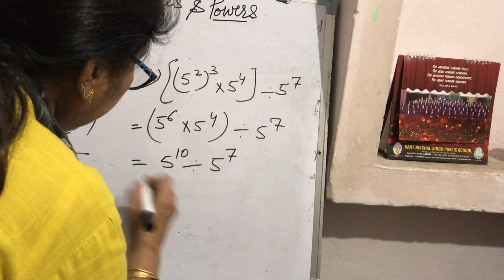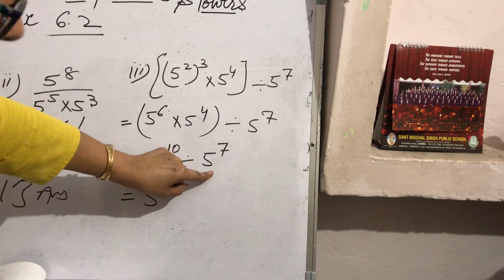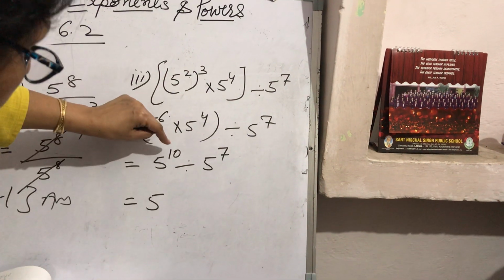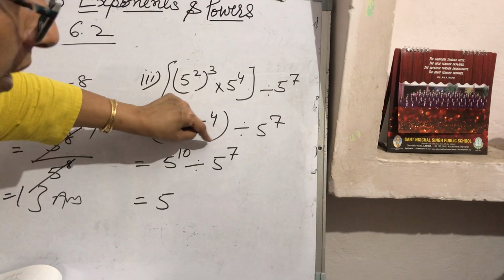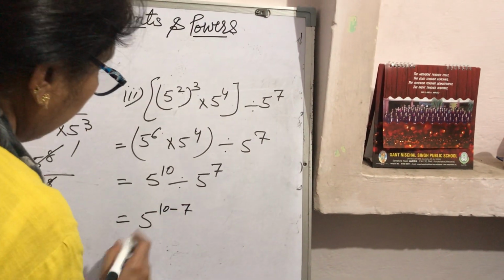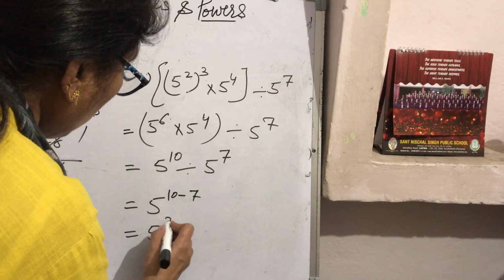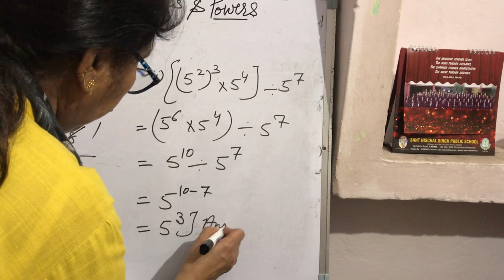But while subtracting, take care of this thing. This is dividend and this is divisor. Power of dividend minus power of divisor. So 10 minus 7. 5 raised to power 10 minus 7, 3. So this is the answer.